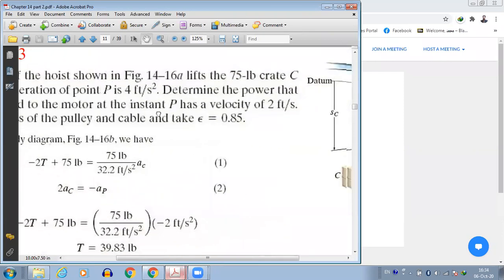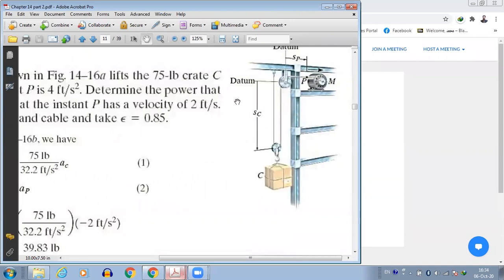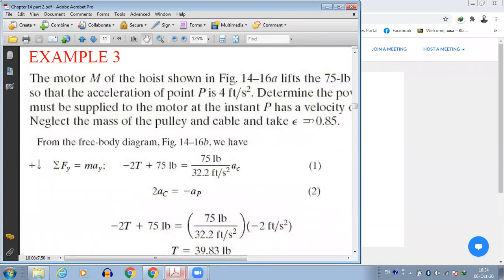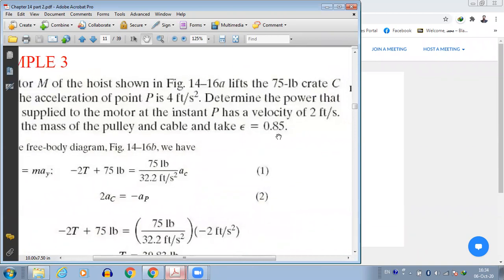At an instant P has a velocity. Velocity is given at point P. Neglect the mass of the pulley and the cable and take efficiency as 0.85. It's actually the same problem as we did last time. The only difference is that last problem was in the SI unit. This is in the English unit.